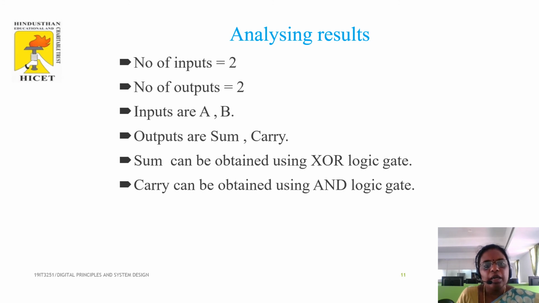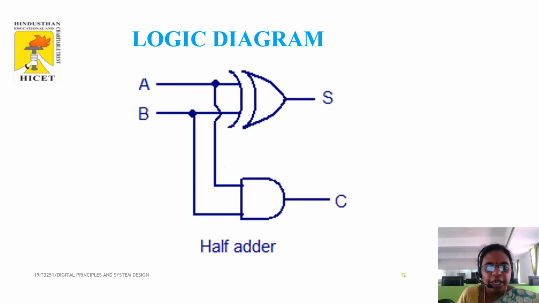After getting the K-map, you draw the logic diagram. Coming to the logic diagram, I am considering A and B lines to get the sum from the two input variables. So you need to take an XOR gate, that means A XOR B. So I am considering the XOR gate to get the sum. And with the same A and B, if you consider an AND gate, you get the carry.